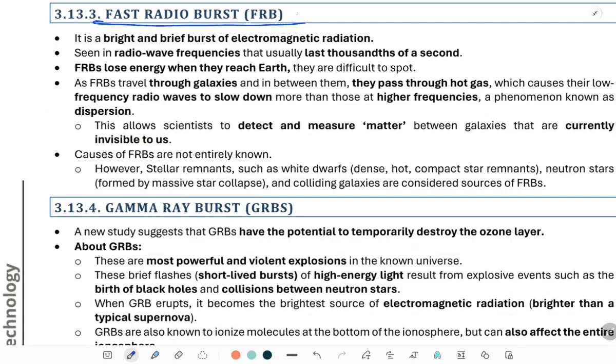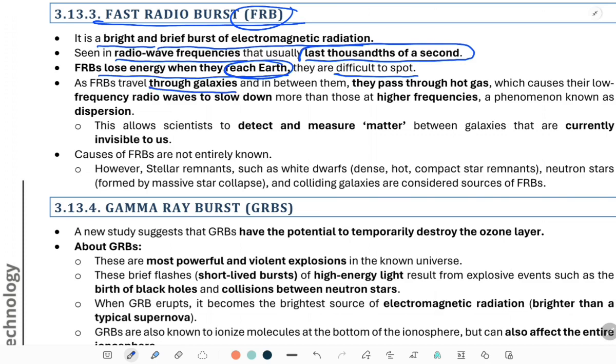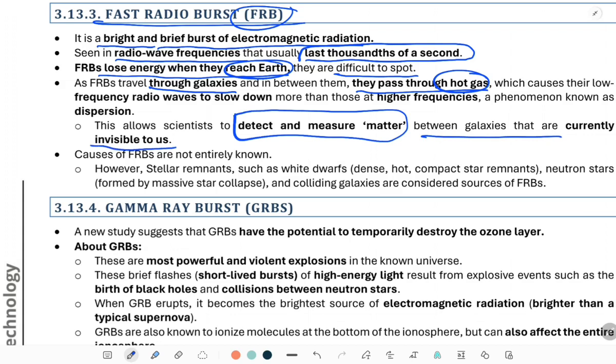Next, fast radio burst, FRB. It is a bright and brief burst of electromagnetic radiation. It is seen in radio wave frequencies and usually lasts thousandths of a second. These FRBs lose energy when they reach the Earth and are difficult to spot. They travel through galaxies and in between they pass through hot gas, and this allows scientists to detect and measure the matter between galaxies, which is currently invisible to us. The causes of FRBs are not entirely known.